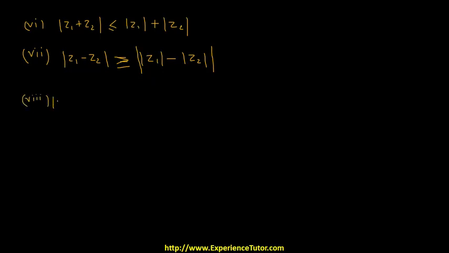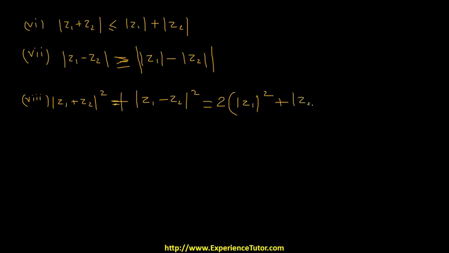Modulus of (z1 plus z2) whole square plus modulus of (z1 minus z2) whole square is equal to 2 times the bracket of modulus of z1 square plus modulus of z2 square.